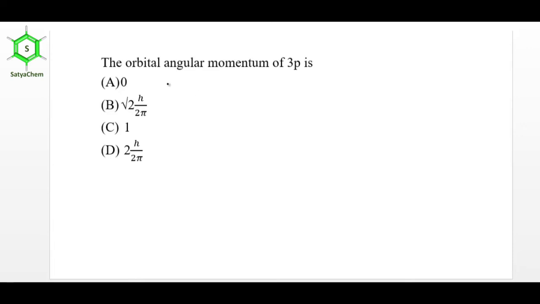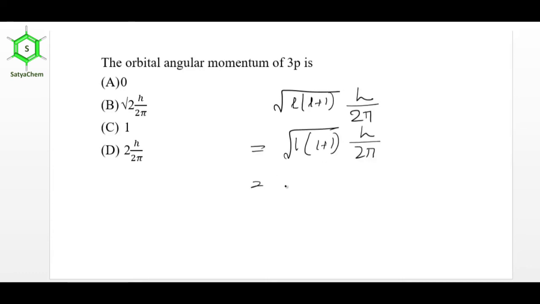The next question is: the orbital angular momentum of 3p is, there are 4 options. You need to find the correct option. We know that the orbital angular momentum of any subshell can be expressed as root over l into l plus 1 times h by 2 pi. For 3p, l equals 1, so root over 1 into 1 plus 1, that is root 2 h by 2 pi. So the correct option is B.